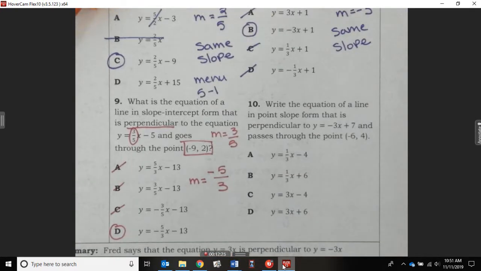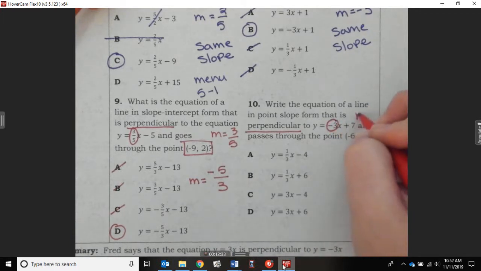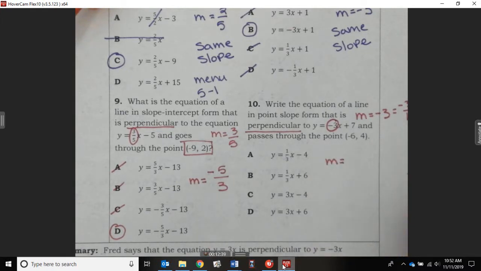All right, last one, number 10. Again, we are looking for a perpendicular line. My slope originally is negative 3. And remember, that's the same thing as negative 3 over 1. So to find my perpendicular slope, I find the reciprocal, which is flipping the fraction upside down. And it was negative here, so it becomes positive. And I want it to go through this point.